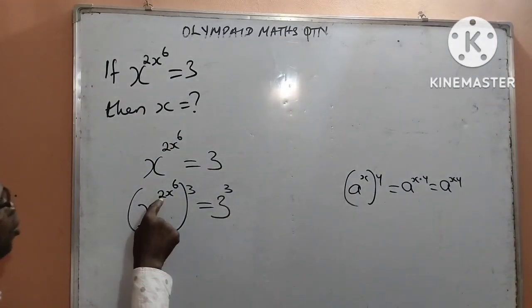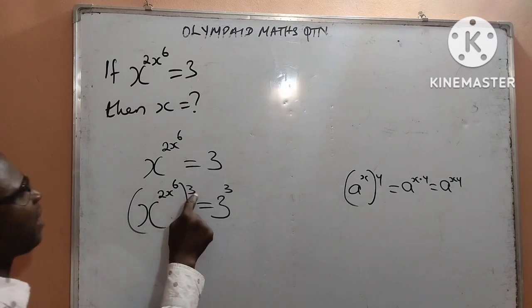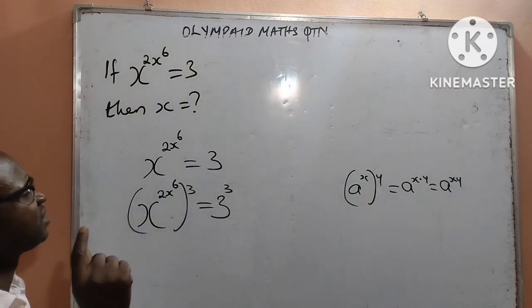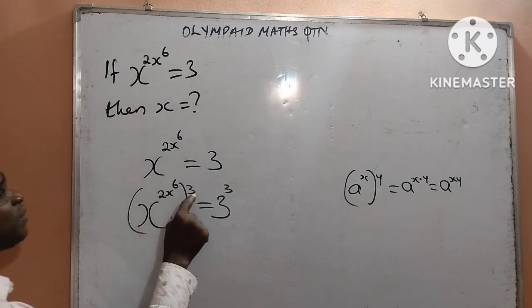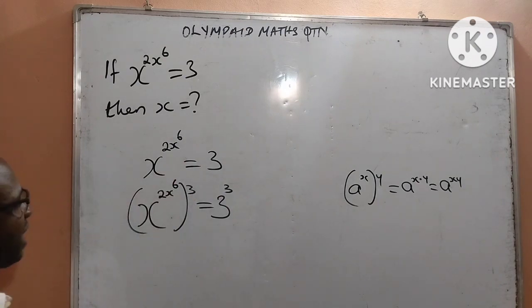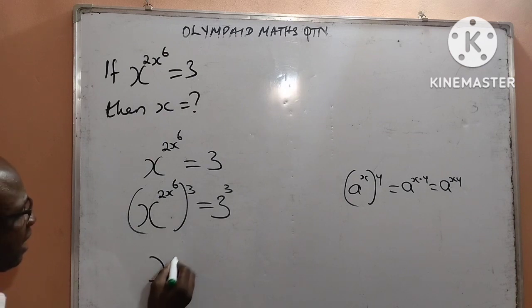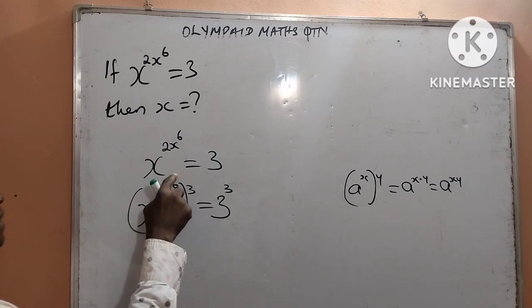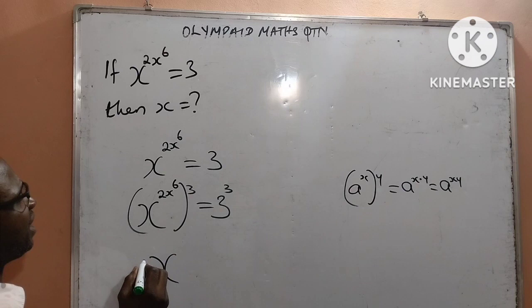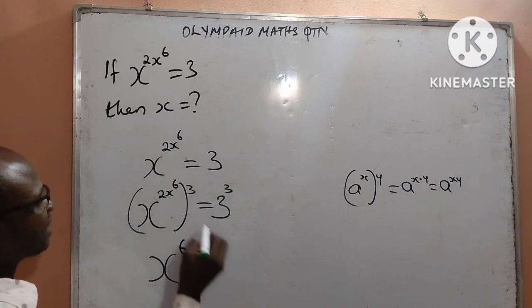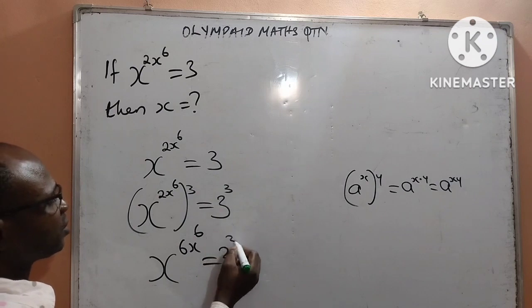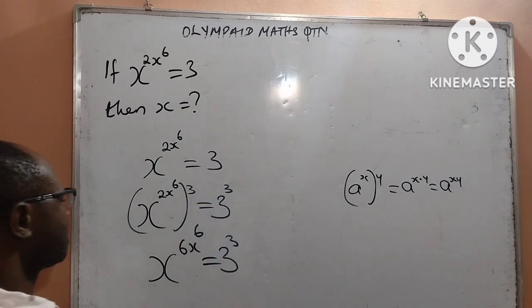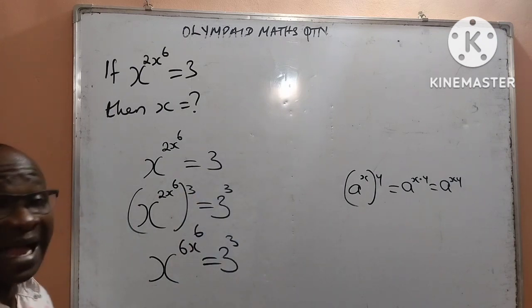Therefore, I am going to multiply the power of x inside the bracket with the power outside the bracket. And that is going to give me 2x to the power 6 multiply 3. And when that happens, 2x to the power 6 multiply 3 shall give me 6x to the power 6, all equal to 3 to the power 3. Alright? So this is what I shall get.